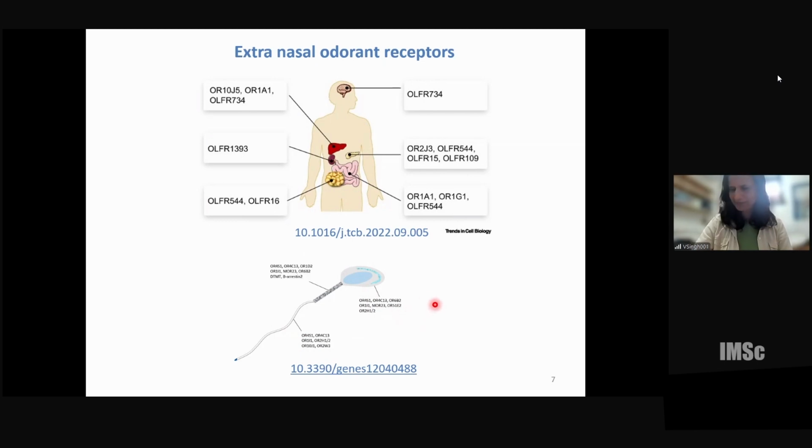But maybe if Sita had this meeting again 2 years later, we'll have something to say. But it's really exciting that the ability to smell is retained not only in our nose, which we use on a daily basis, but also in other organs.